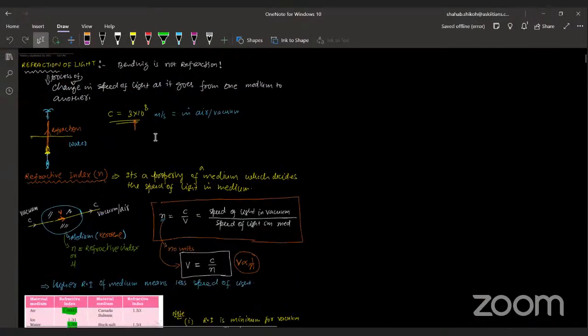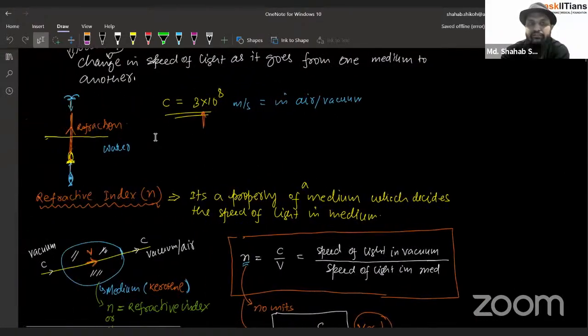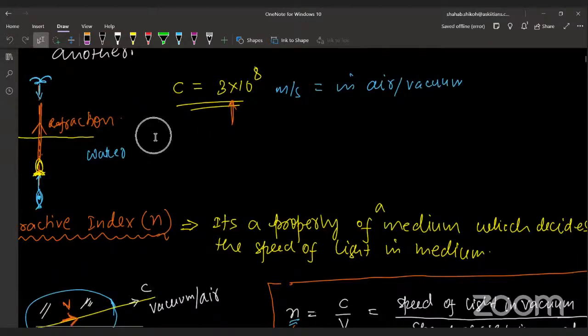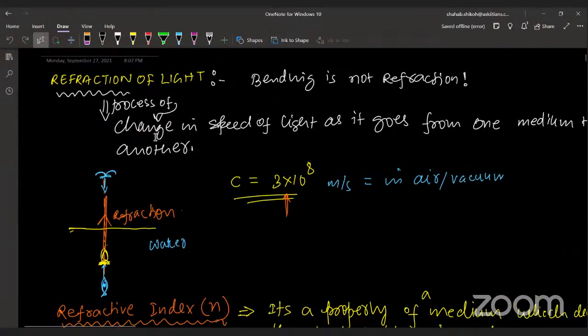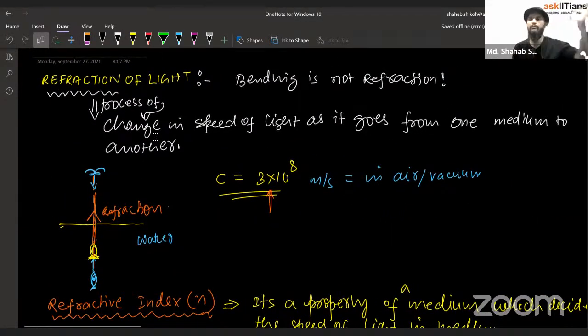This is a major misconception. Bending of light is not refraction. No book says bending of light is refraction. There are a few local authors who say bending is refraction, but it's not. I gave you this reason: if light hits the water surface perpendicularly, it goes without bending. Is it not refraction? Every book says it's refraction. So what we understand from here, in fact, if you read NCERT, is that due to refraction, light bends.